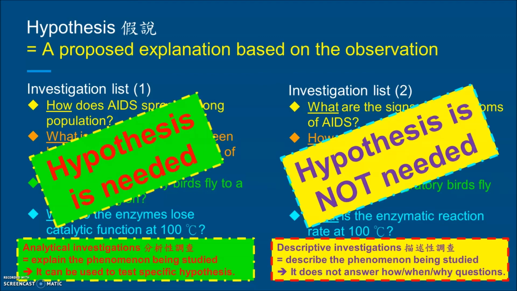So that's why on the left hand side, for the analytical investigations, we need the hypothesis, but for the descriptive investigations we do not need the hypothesis, because we are just looking for the fact, or what, how many, something like this. We do not need to make any hypothesis. So I hope that by using these parallel comparisons, you can realize when we need a hypothesis, and when we do not need to make a hypothesis.